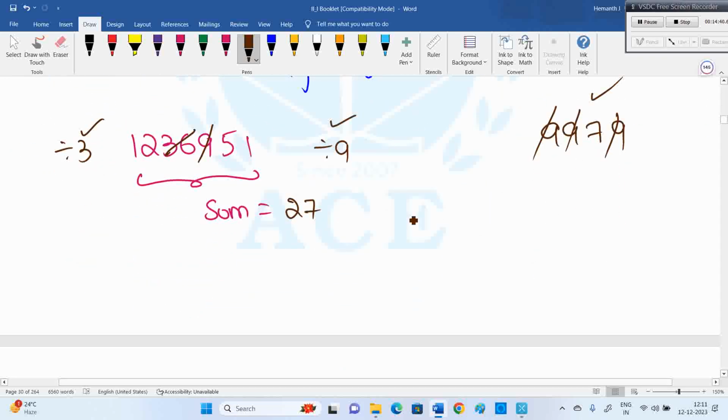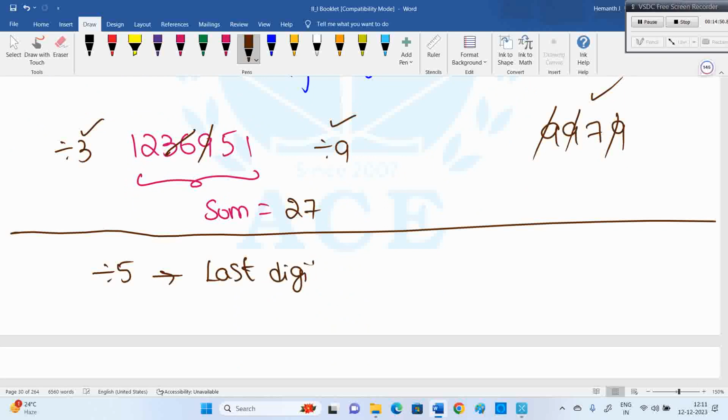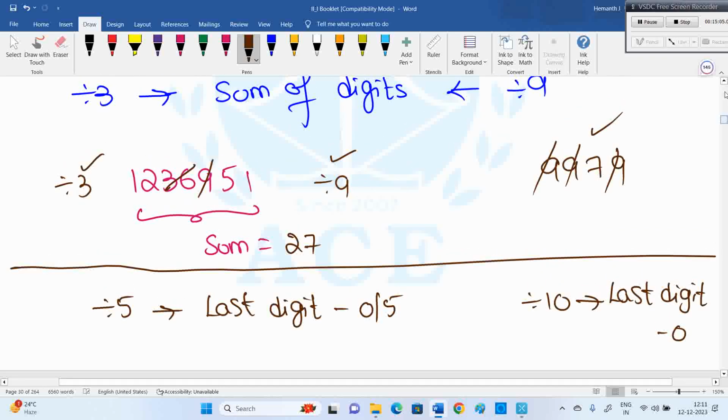And divisible by 5, divisible by 10. What's the rule? For divisible by 5, the units place digit must be 0 or 5. For divisible by 10, the last digit must be 0.